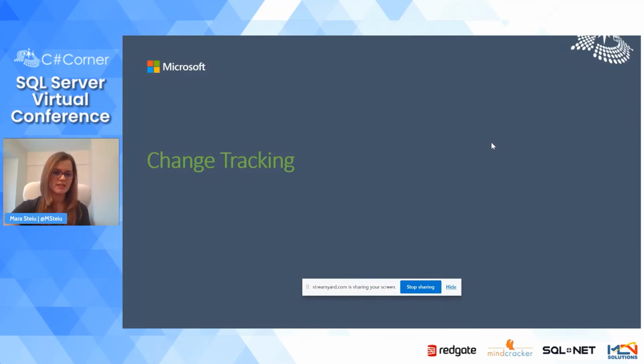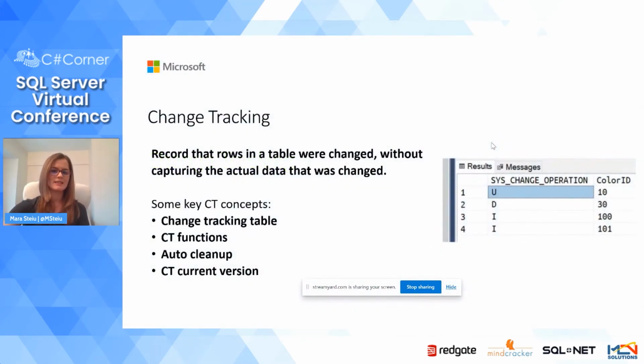Great, and now let's see change tracking. Change tracking is similar to CDC but different, because it records that rows in a table were changed, without capturing the actual data that was changed. After you configure change tracking on a table, any DML statement that affects rows in the table will cause change tracking information to be recorded. You can see that an operation has been done, such as update, delete, or insert, and the value of the primary key column of that row, as you can see here.